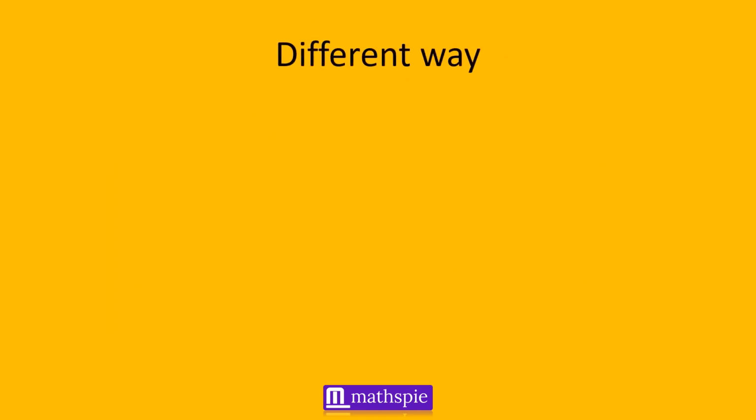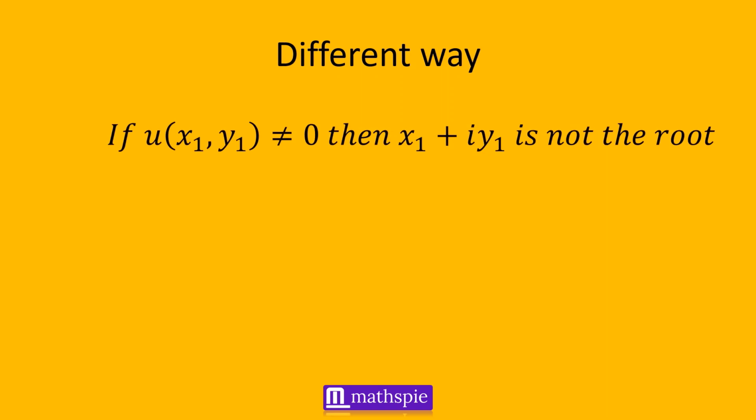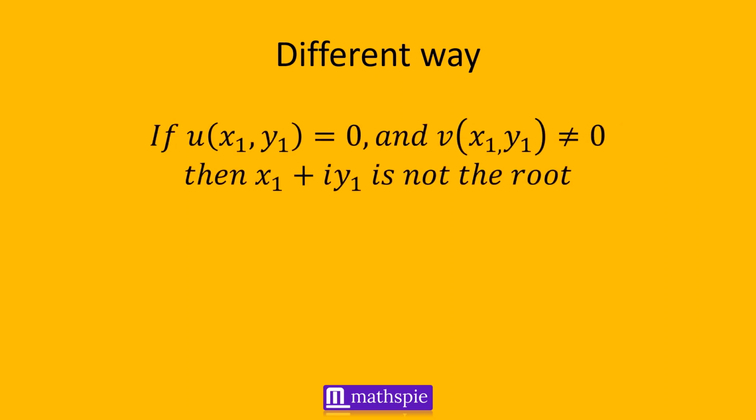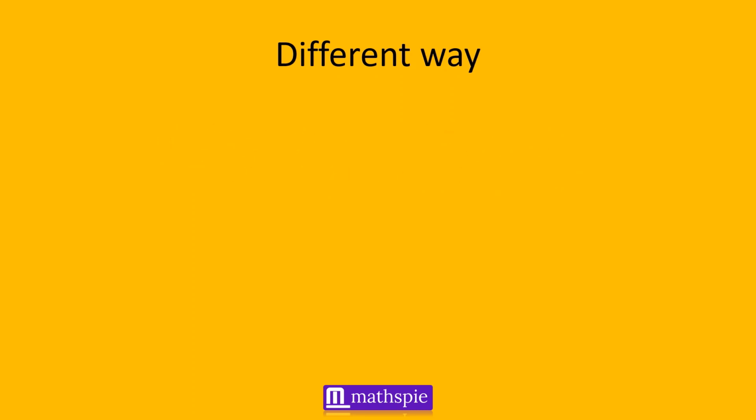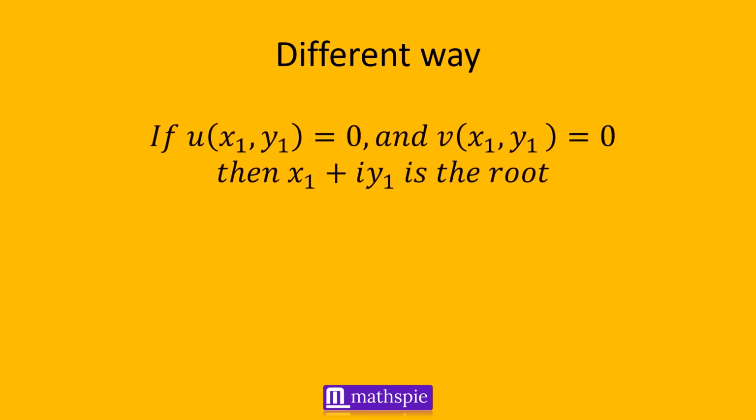Now see the same concept in a different way. If u of x1 comma y1 is not equal to 0, this means x1 plus iy1 is not a root. If u of x1 comma y1 equals 0 but v of x1 comma y1 is not equal to 0, then also x1 plus iy1 is not a root. If u of x1 comma y1 equals 0 and v of x1 comma y1 also equals 0, then x1 plus iy1 is a root.